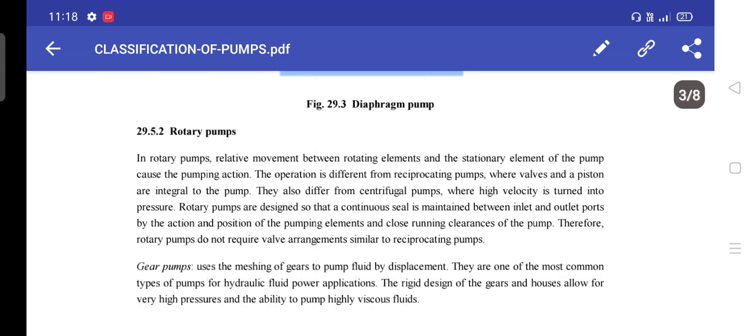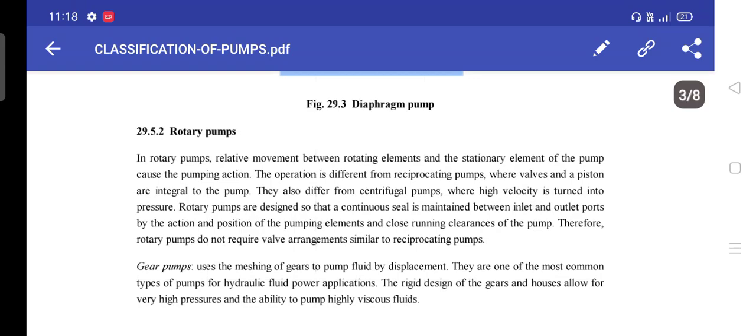Rotary pumps are designed so that a continuous seal is maintained between inlet and outlet ports by the action and position of the pumping elements and close running clearance of the pump. Therefore, rotary pumps don't require a valve arrangement similar to the reciprocating pumps.